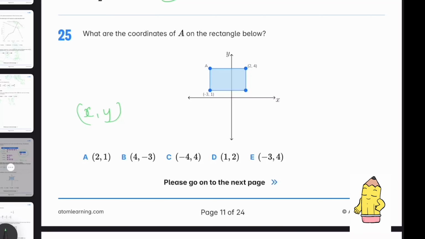Now, to find the x-coordinate, we look at the vertex directly below, which would be the point -3. Then we can look at the y-coordinate of the vertex on the right of the missing point, and that is 4. Therefore, the coordinates of A would be (-3, 4). And that's because we're taking the x-axis from here and the y-axis from here, and we are good to go.